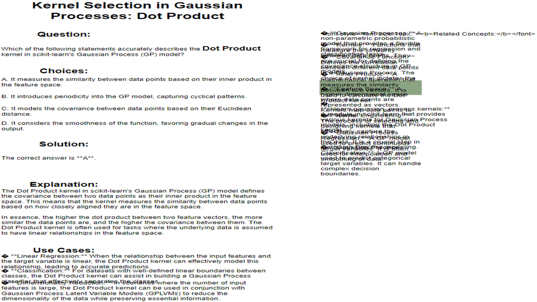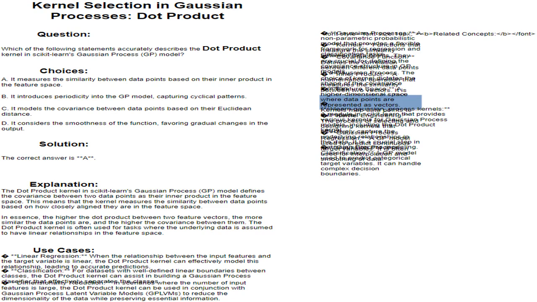Inner product. A mathematical operation that measures the similarity between two vectors. It is used to calculate the dot product kernel. For example, calculating the angle between two vectors representing different customer profiles using the inner product.